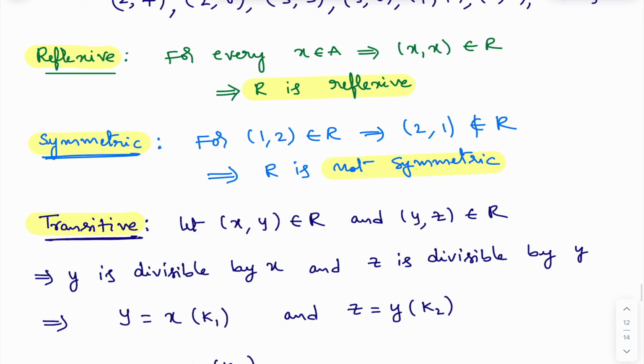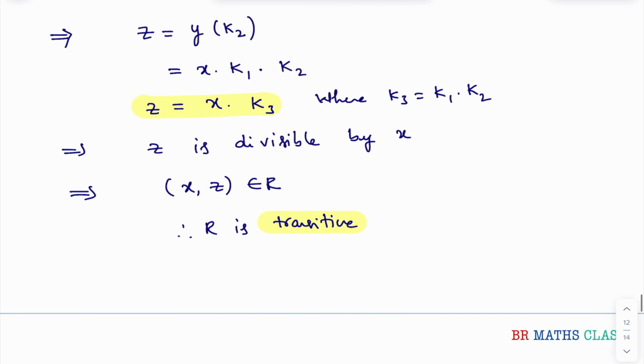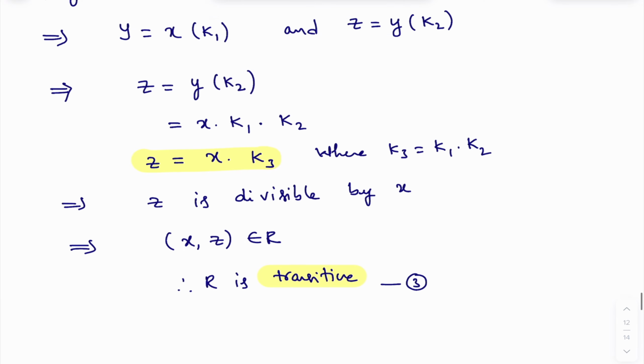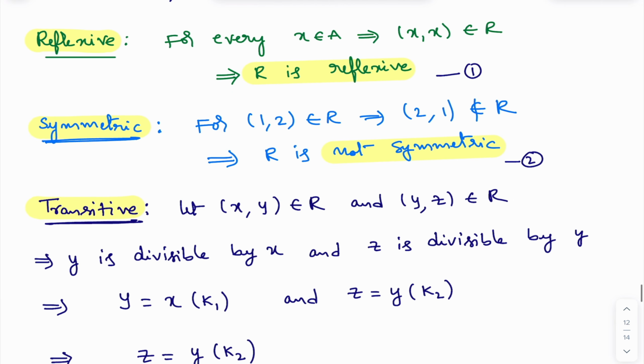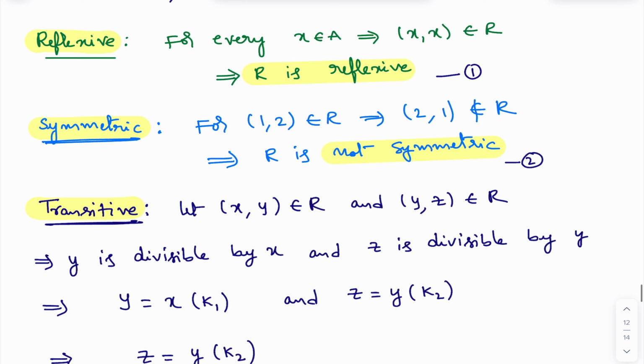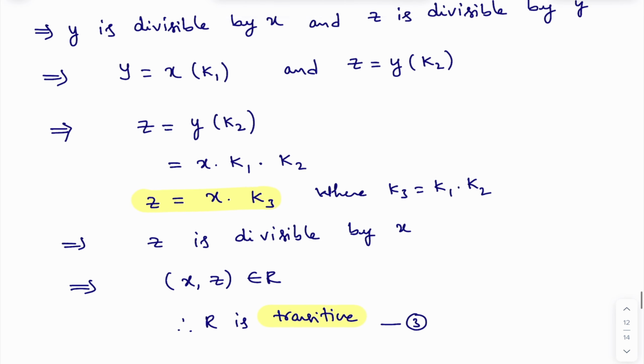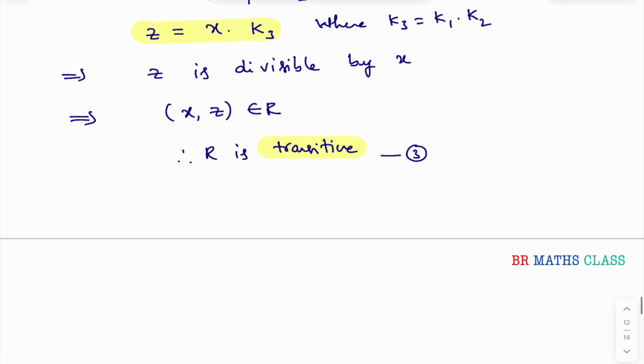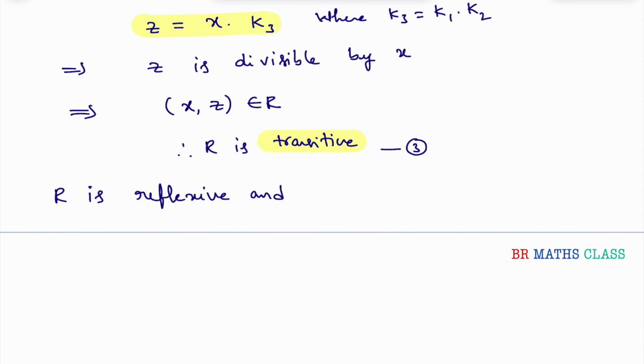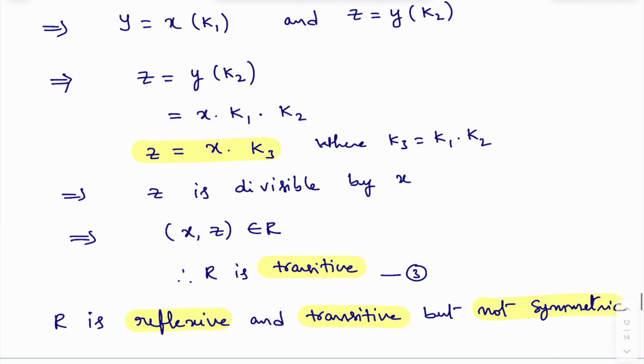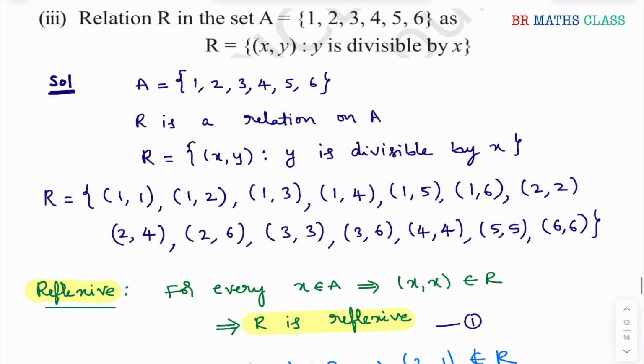Here we'll conclude. This is the first one we got, this is the second one we got, and this is the third one. So from these 1, 2, 3, we came to know that the relation R is reflexive and transitive but not symmetric. I'll write the same thing. The relation R is reflexive and transitive but not symmetric. So this is the conclusion we gave, that this relation is reflexive and transitive but not symmetric. I hope you understand this solution.